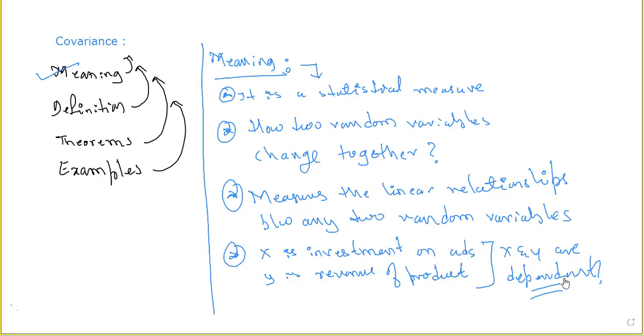So once again, I repeat, covariance is a statistical measure. It measures how two random variables change together, or it indicates the direction of the linear relationship between the random variables, right? If X and Y are two random variables, what about the linear relationship between X and Y? If X increases, what about Y? Or if Y increases, what about X? Like that, to find out the relationship between any two random variables, we can use the covariance concept. This is the meaning.